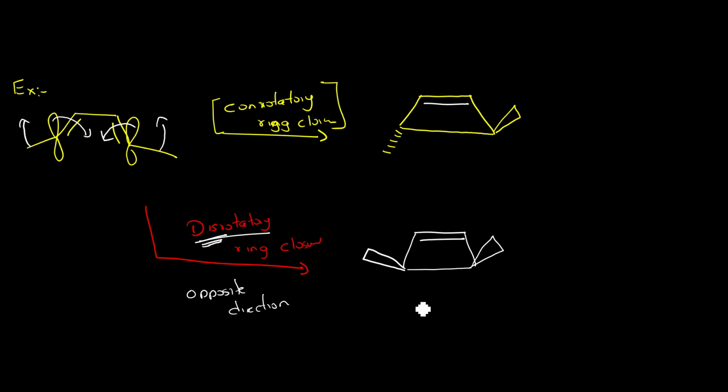Now this is the structure for the disrotatory ring closure, while this is the structure for the conrotatory ring closure. As you can see, here the two methyl groups are on the same side of the ring. So this is a cis structure. While here you can see the two methyl groups are on the opposite sides of the ring. So this is a trans structure.